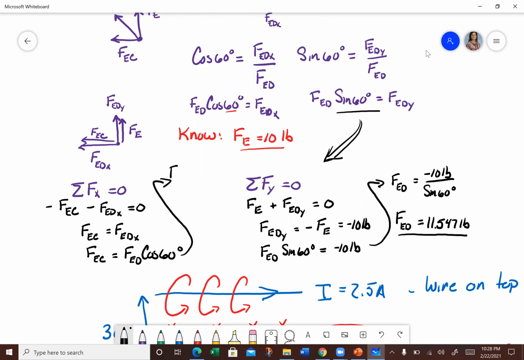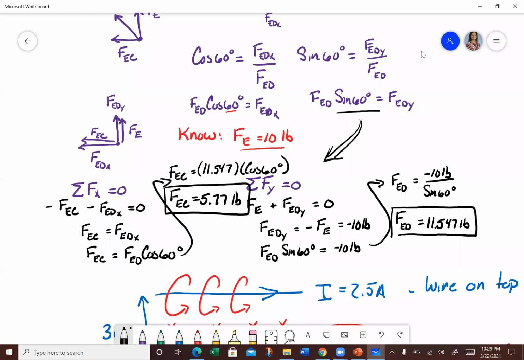FEC equals 11.547 times the cosine of 60 degrees. So FEC equals, plugging that into your calculator, 5.77 pounds.